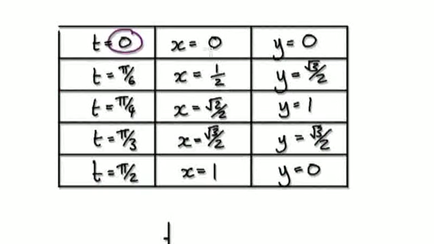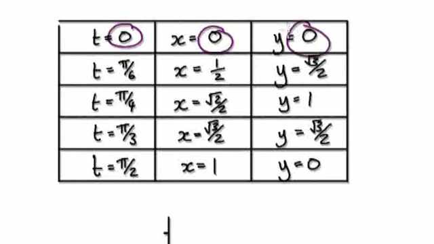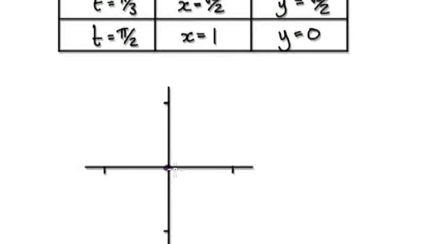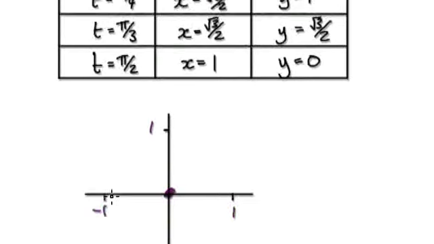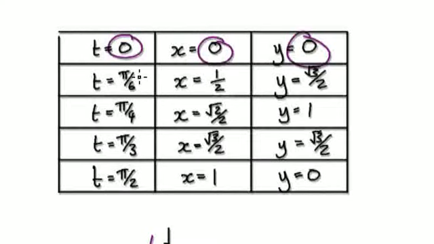So when time equals zero, x will be zero, y will be zero. So our starting point would be right at the origin. So let's say this is 1, 1, -1, -1. So the next step in time would be this.